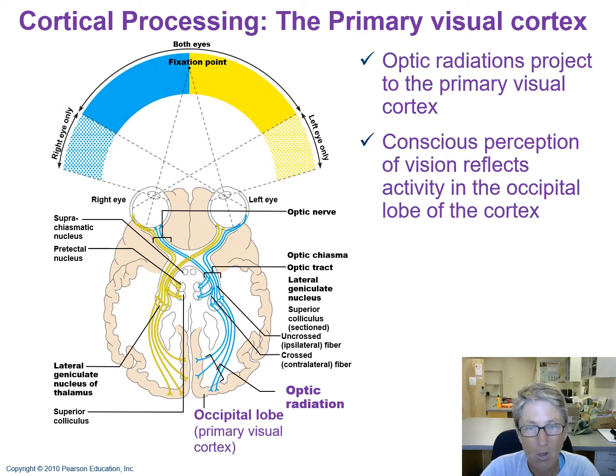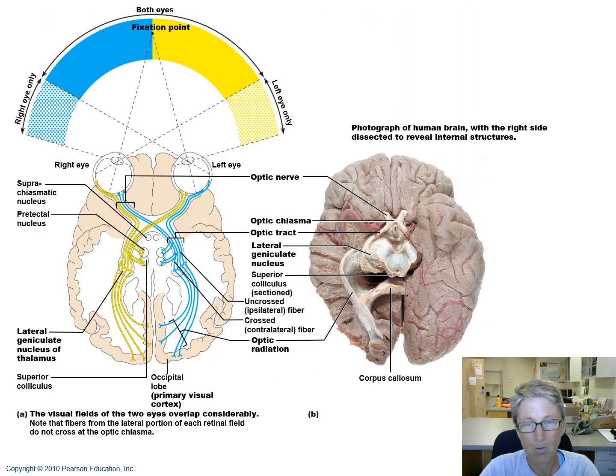Optic radiations, so these blue guys right here, optic radiations project back to the primary visual cortex, which is where you want to send the information ultimately. But you have to synapse in these nuclei. Conscious perception of vision, of what you see, reflects activity in the occipital lobe, specifically the primary visual cortex.